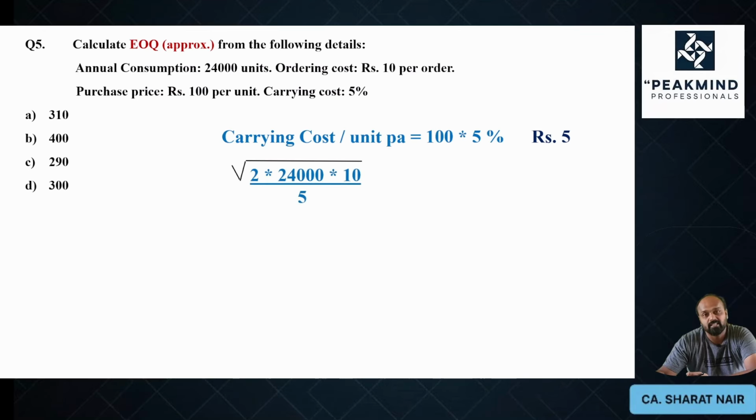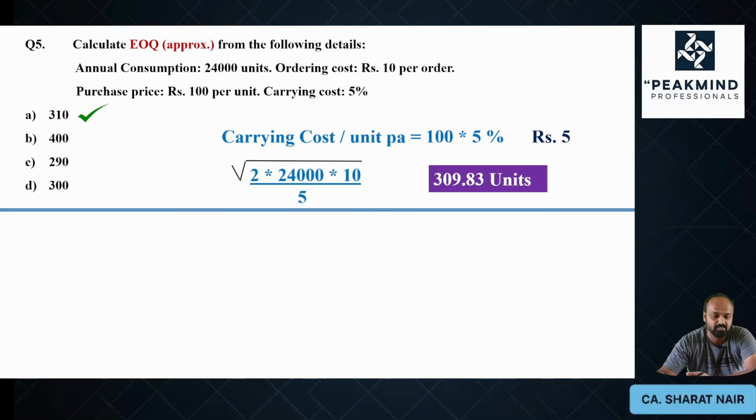Next, applying the EOQ formula, which is nothing but the square root of 2 into annual consumption into ordering cost divided by carrying cost. So 2 into 24,000 into 10 divided by 5. Solving this, we will get 309.83. It is already mentioned in the question that EOQ will be approximate. So the correct answer will be option number A, which is 310 units.